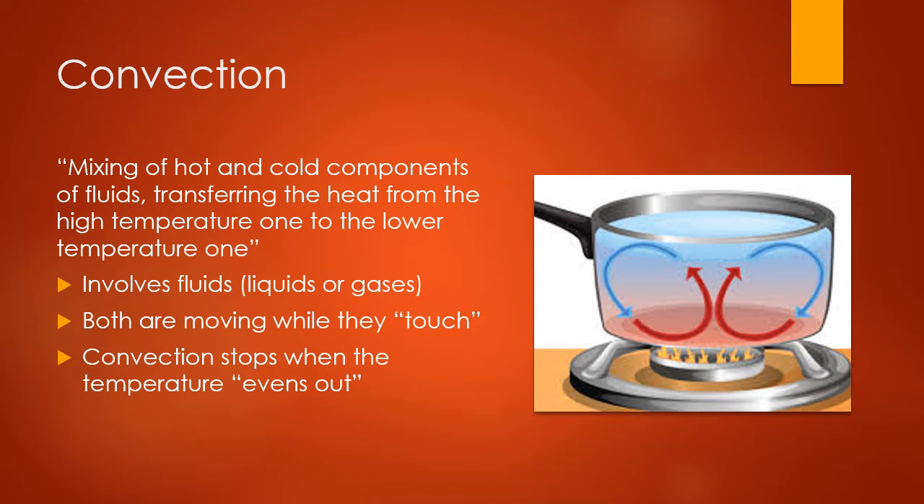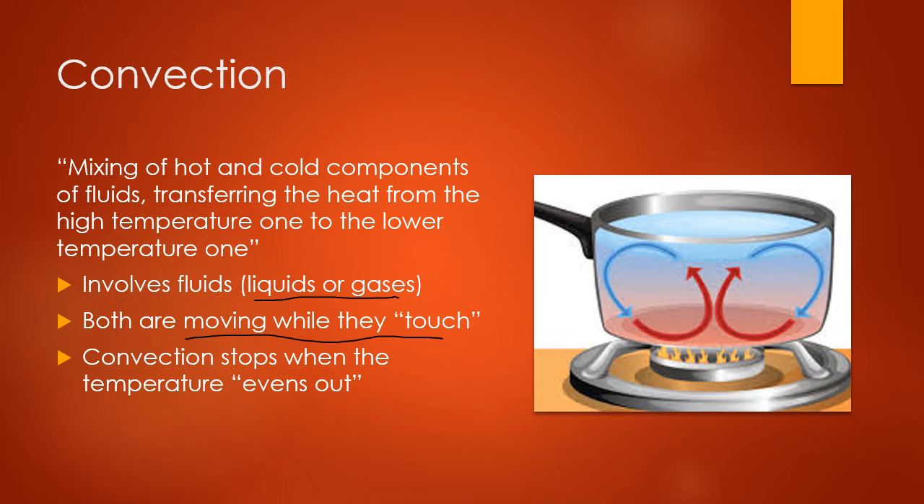With convection, it's the mixing of hot and cold components or fluids. So the higher temperature molecules are transferring heat to the lower temperature molecules. Now this happens most often with liquids, but it can also be gases, anything that flows. So the key here is that they're moving while they touch. So with conduction, we had two objects touching, transferring heat but not moving. With convection, we have two objects that are moving and touching and transferring heat. And it applies to liquids and gases because both liquids and gases flow.